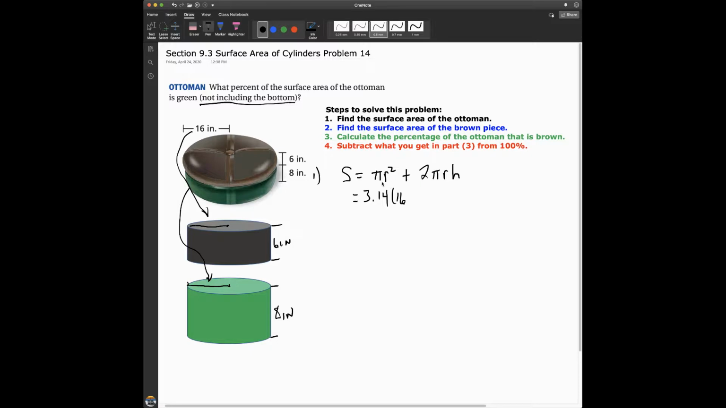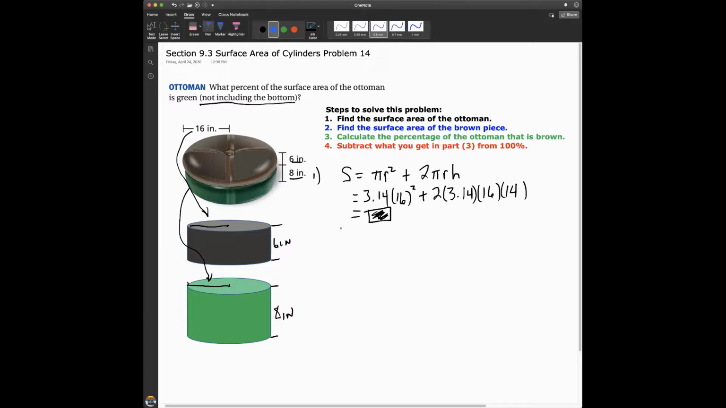In the formula, I take pi times radius squared, so it's 16 squared, plus 2 times 3.14 times the radius of the ottoman times the height of the ottoman. For this value, I want the entire height. I want this value plus this value, so 14 inches. That's going to give you an answer. I'll just put a little box down here, kind of color it in. All right, so that's part one.